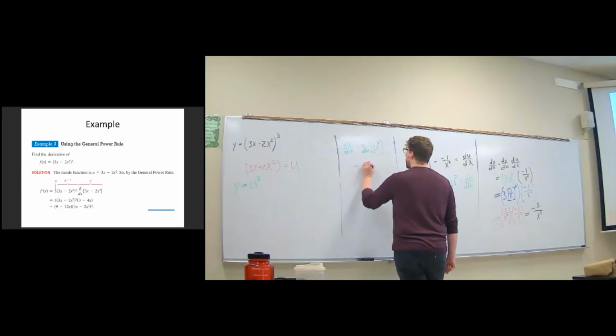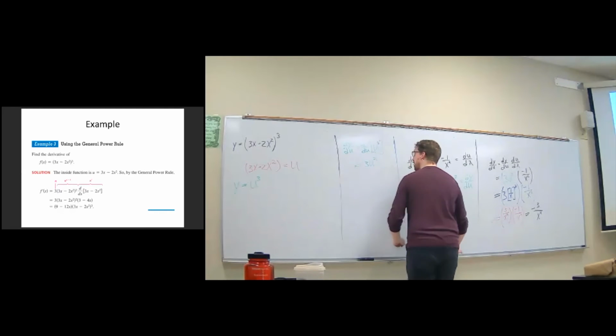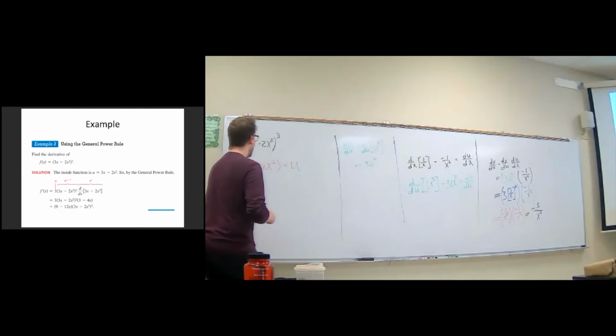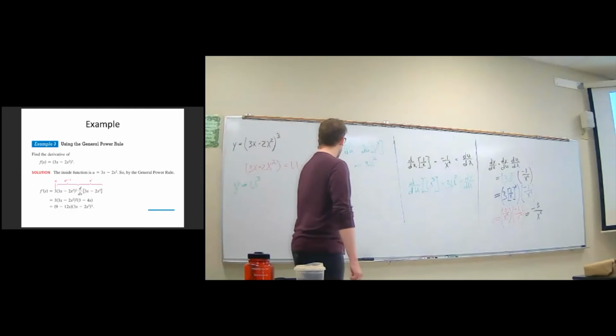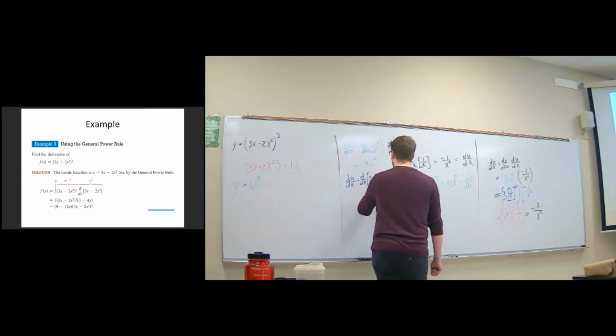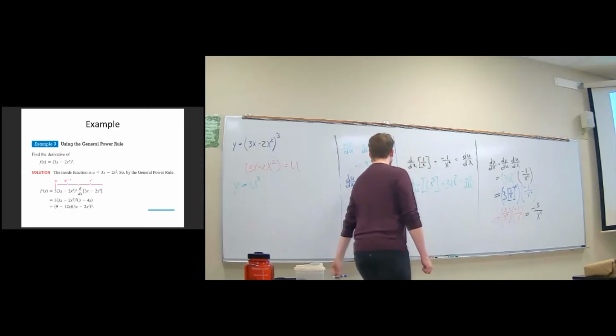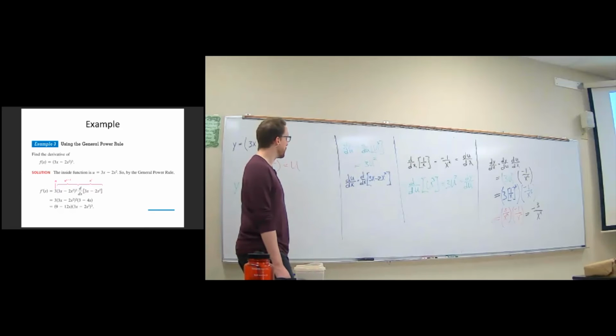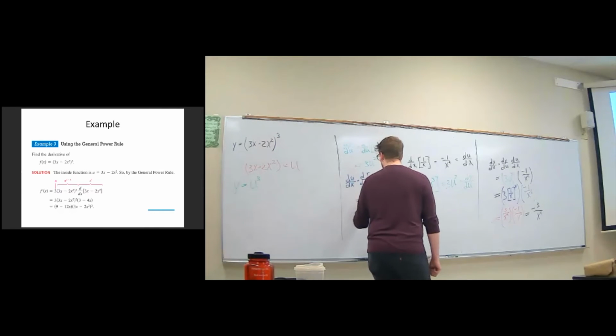This is going to be 3 times u squared. Now looking at du dx. That's going to be the derivative of 3x minus 2x, that quantity squared with respect to x. So this is going to come out to be 3 minus 4x.